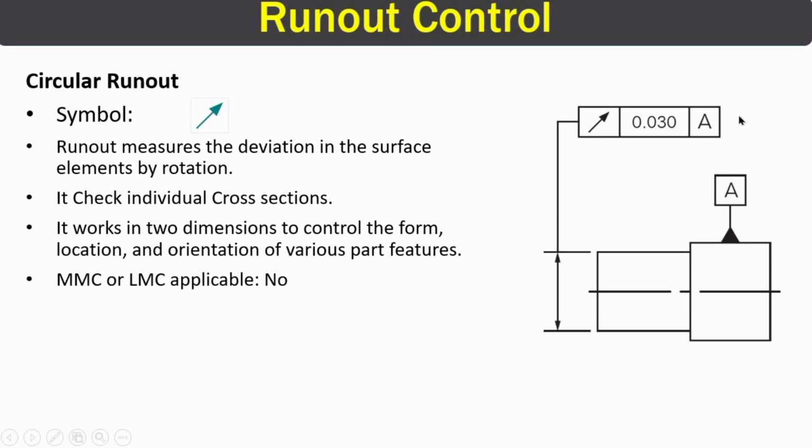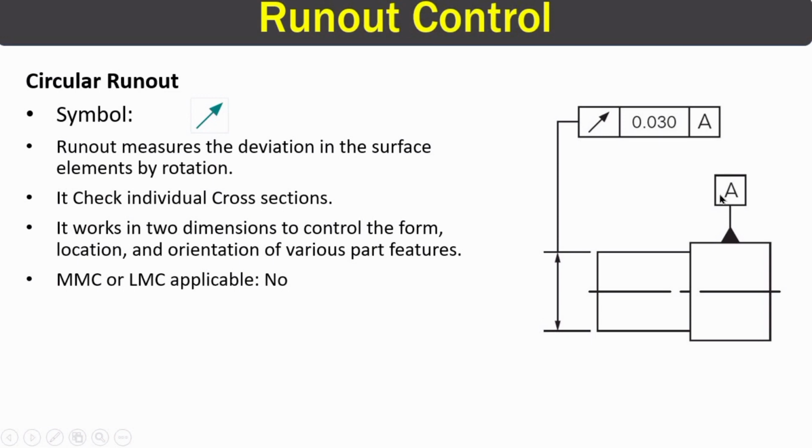So this right here is the feature control frame. In our first block, we have the symbol for circular runout. So this arrow symbol is the symbol of circular runout. In our next block, we have the tolerance value. The tolerance value here is 0.03. And in the third block, we have the datum A. So this right here is the datum A.